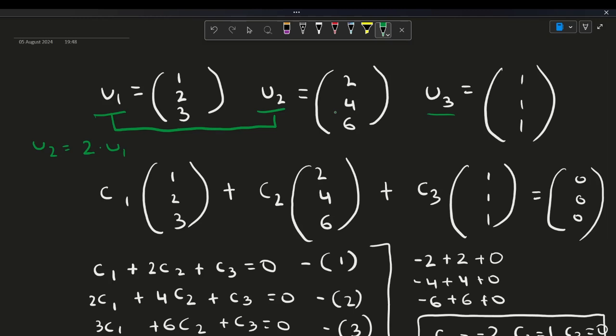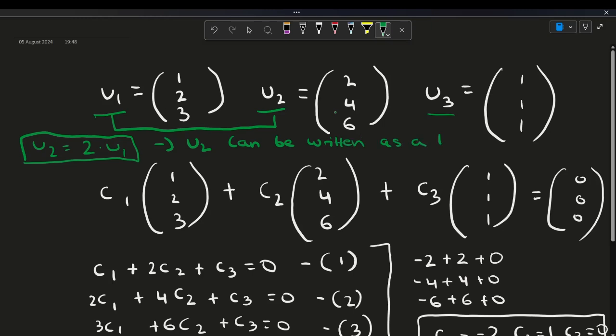So since this is true, it means that u2 can be written as a linear combination of u1. So since it can be written as a linear combination, the whole set of vectors u1, u2, and u3, they're all linearly dependent. So these three vectors are linearly dependent.